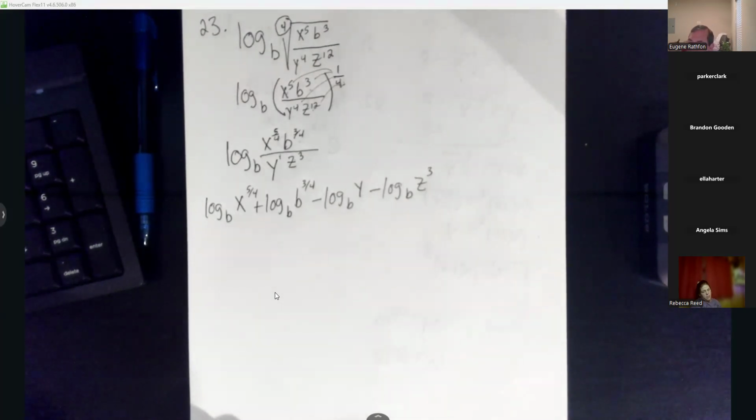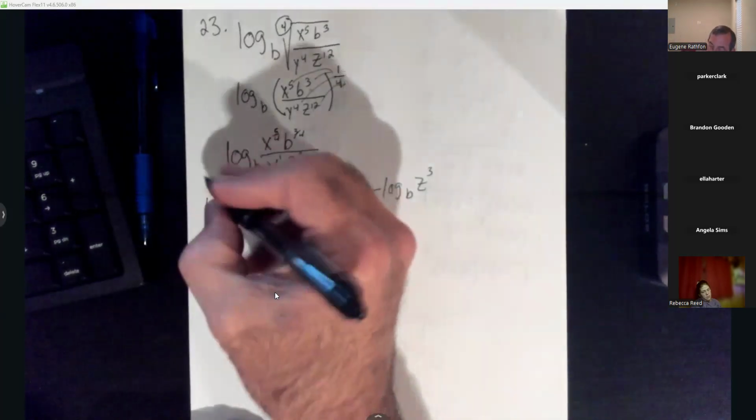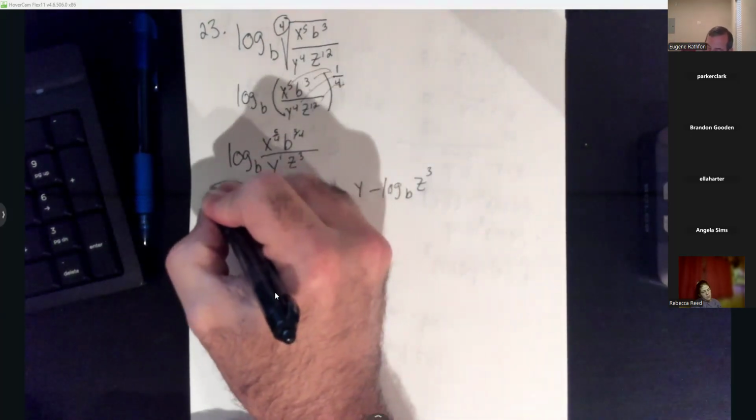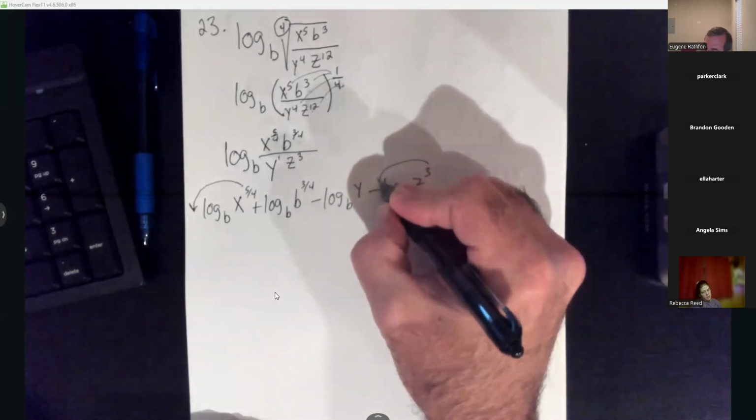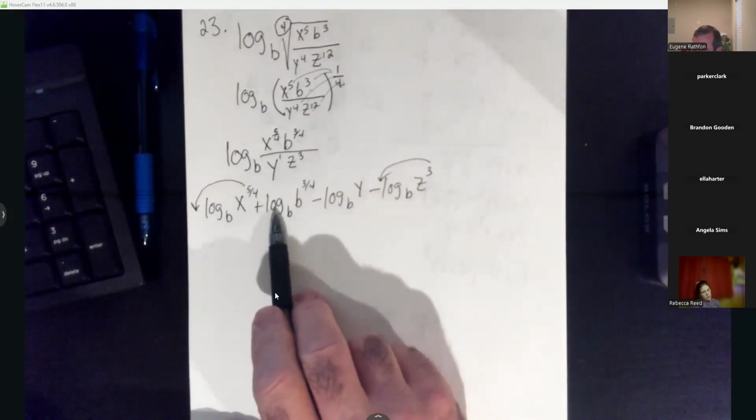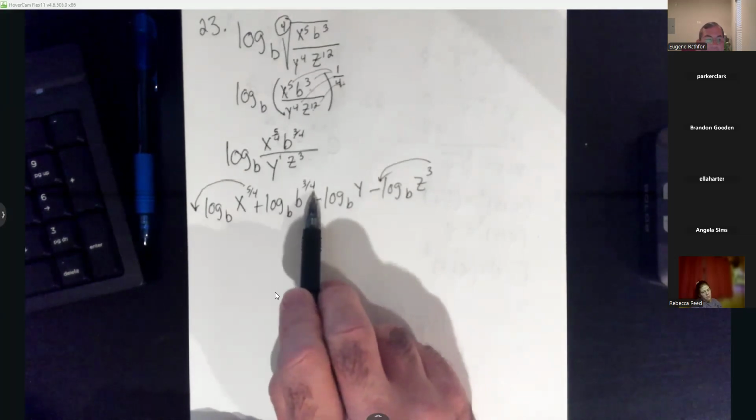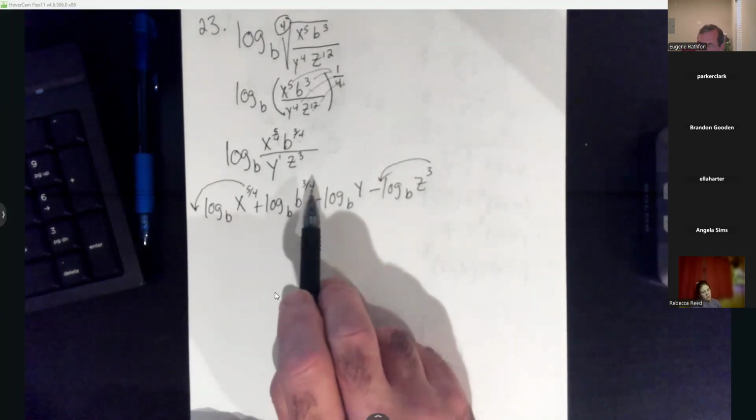So you move all the 5/4, 3/4, and the 3 in front of the log. Then I'm going to second move the b. But what's this one going to equal? Log base b of b to the 3/4. Just the 3/4, right? Just the 3/4.